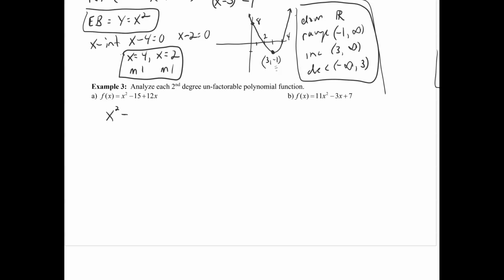Let's put it in descending order so we can easily see A, B, and C. And so when we use the quadratic formula, we know that we're setting this equal to 0. So we're looking for the real zeros here.